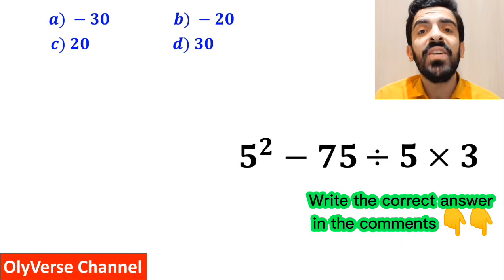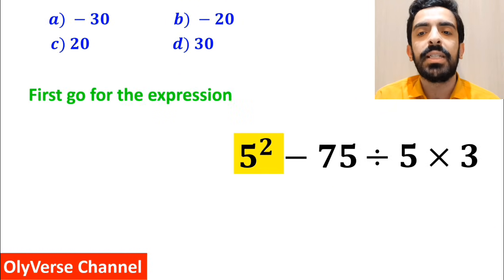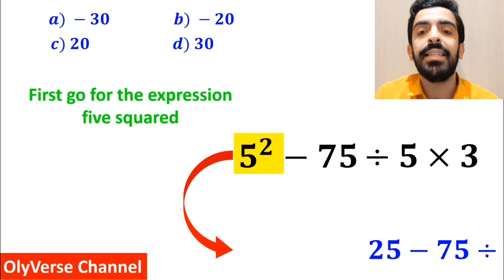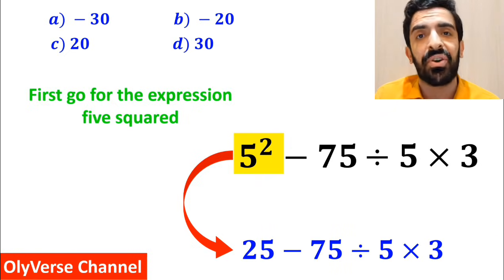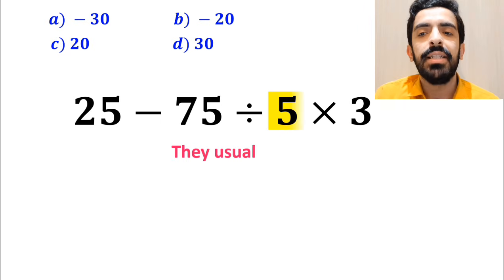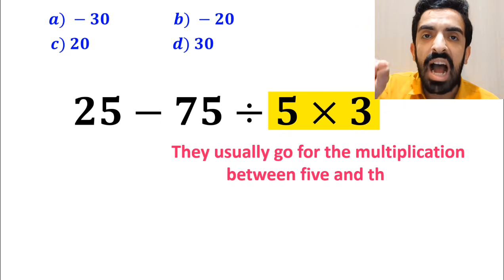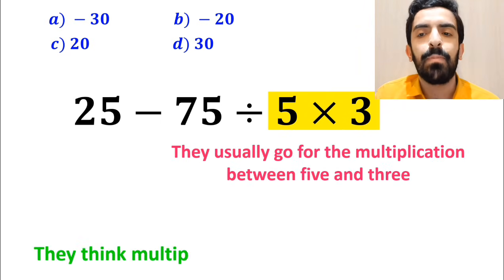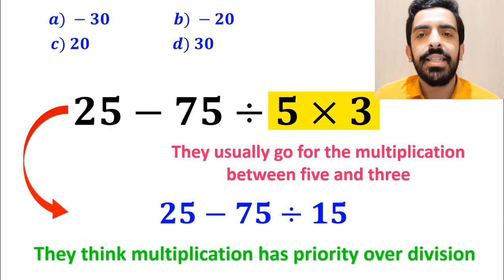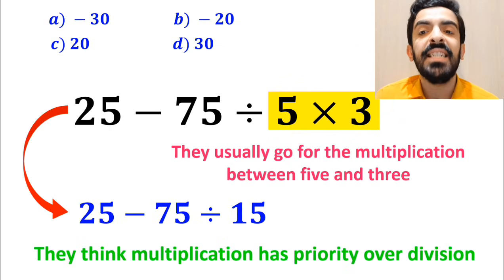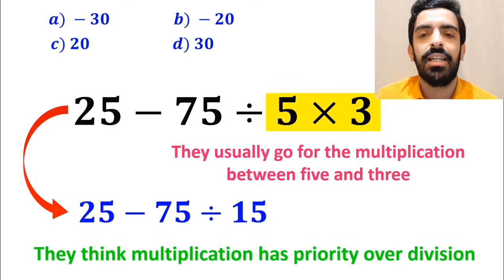Also, some other people, when solving this question, first go for the expression 5 squared, and they simplify it to 25 minus 75 divided by 5 multiplied by 3. Next, they usually go for the multiplication between 5 and 3 because they think multiplication has priority over division. So, they rewrite this expression as 25 minus 75 divided by 15.